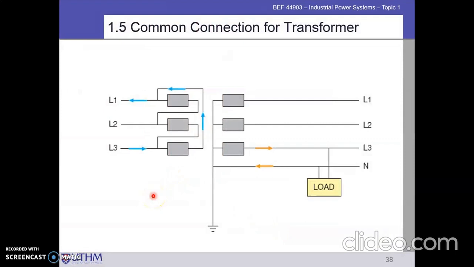Okay, this is the common connection for a transformer. We can see here L1, L2, L3 represent the live connection: red, yellow, blue. This is the transformer primary side, which is in delta connection, and the secondary side is in star connection. This one goes to the load: live, neutral.